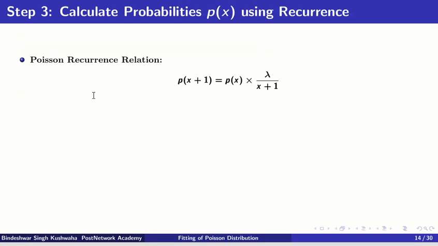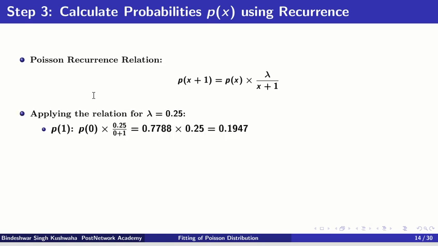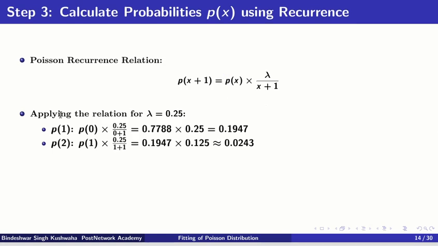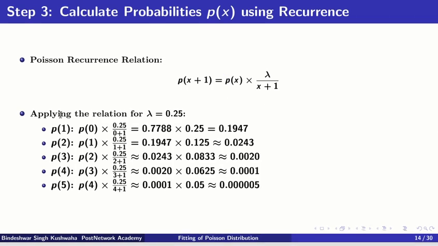Now we will calculate probabilities using the recurrence. So P1 we will get by multiplying P0 by 0.25 upon 0 plus 1, because we are using this formula, Px with x equal to 0, so we will get P1. The same way we will get P2, P3, P4, and P5.